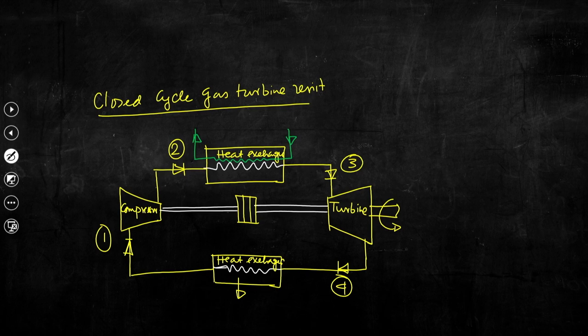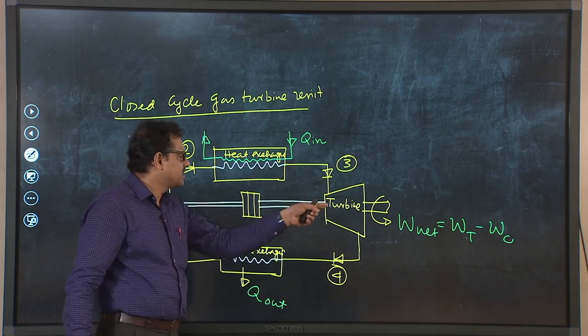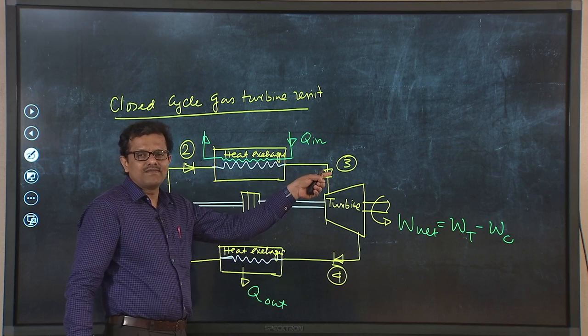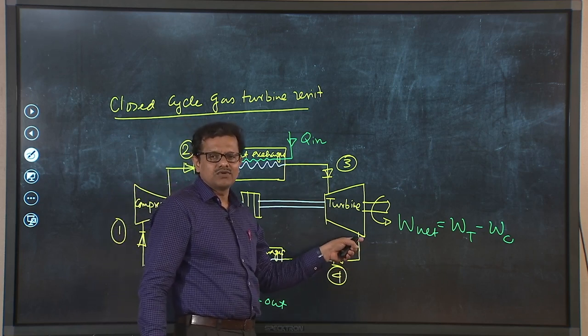Then the working fluid will enter into this turbine and again it will expand, then W net will be produced, that is W turbine minus W compressor, and here we need to reject a certain amount of heat. So, this is Q out, and here as if we are supplying a certain amount of Q in. So, upon receiving this amount of energy in the form of heat, the thermodynamic state of the working fluid in the primary circuit will change, and then at state point 3 the working fluid will have high pressure and temperature.